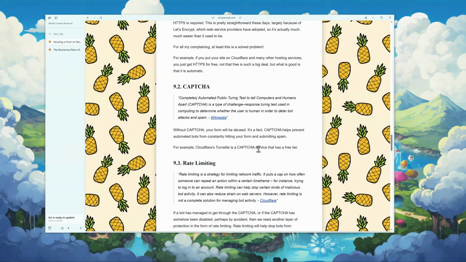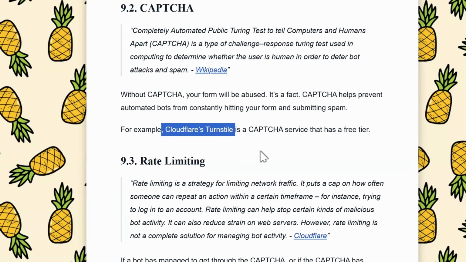Another thing that you're going to need is some kind of CAPTCHA, a completely automated public Turing test to tell computers and humans apart, right? You don't want bots submitting to your contact form. So you're going to need some kind of CAPTCHA tool, like for example, Cloudflare's Turnstile.